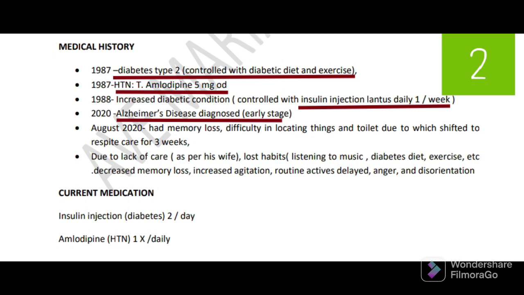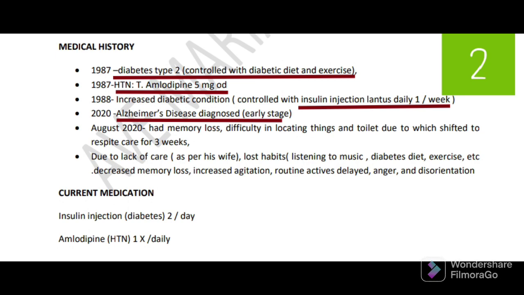Diabetes type 2 since 1987, hypertension since 1987, same years, and on amlodipine 5 mg OD, and the patient is on insulin Lantus daily, once per week. Then from 2020, the patient has Alzheimer's disease, and because of that he now has memory loss and difficulty in locating things and the toilet, due to which he was shifted to respite care for 3 weeks.